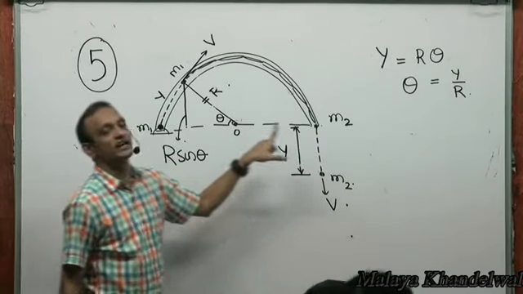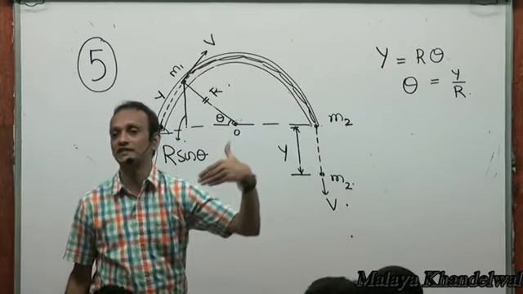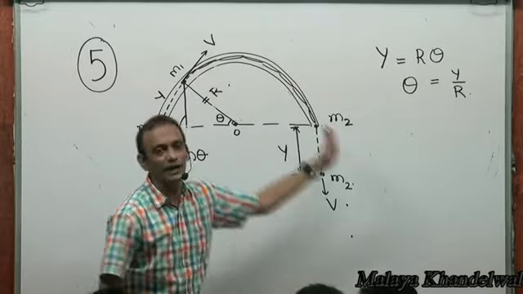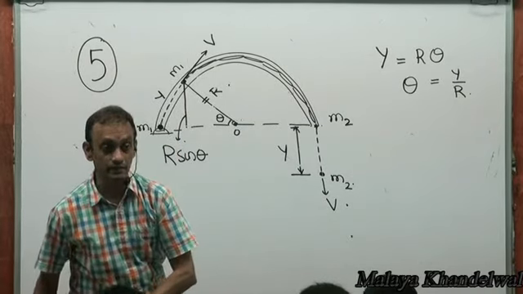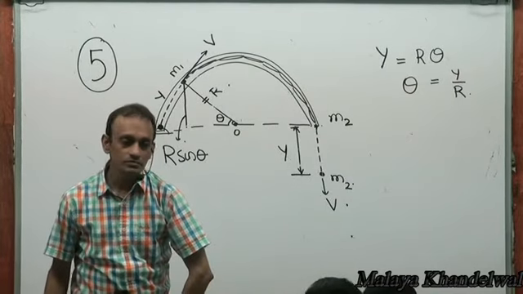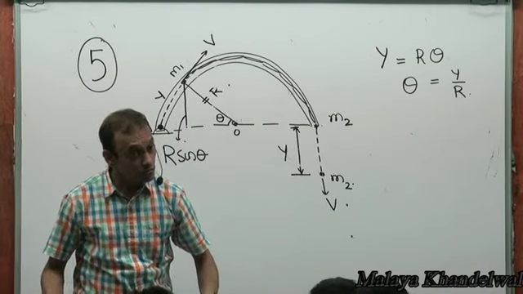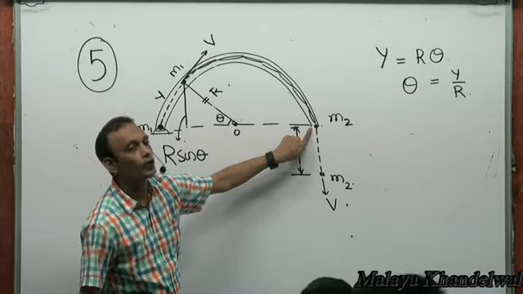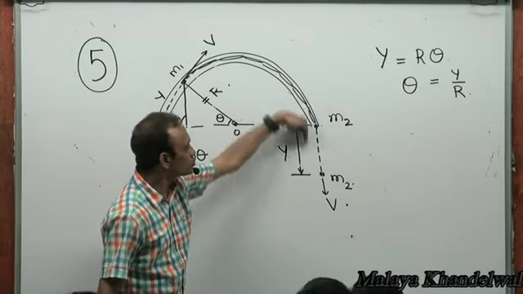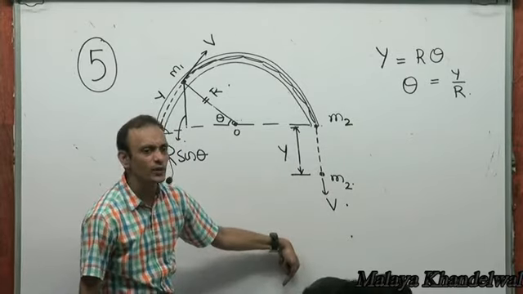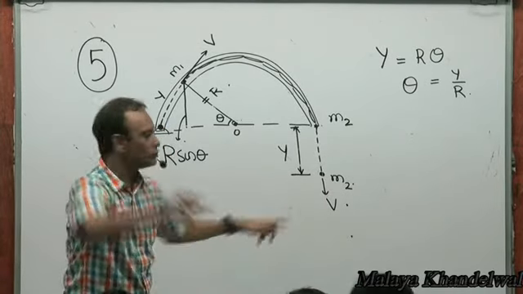Now, between the original state and this state, let me apply the work energy theorem. What are the forces that are doing work? Gravity. That's all. Only gravity is doing work, isn't it? Work done by gravity on m2: m2 is going down, gravity is acting downwards, m2g into y is the work done by gravity, yes or no?